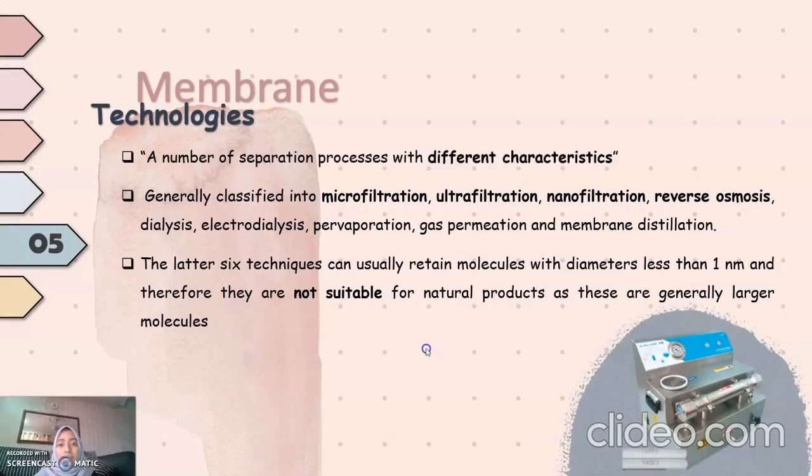Hi, I'm Shavika. I'll start presenting on membrane technologies. Membrane technology is based on the selective permeability of the membrane to allow the target substance to penetrate through the membrane, whilst unwanted substances are normally rejected by the membrane. It is generally classified into micro, ultra, nano filtration, reverse osmosis, and so on. However, the latest techniques are not suitable for natural products because natural products are usually larger molecules.